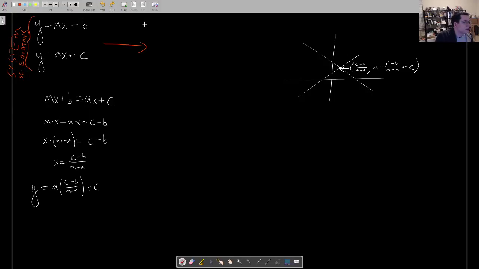So intermediate step, we're going to do y minus m times x equals b, and y minus a times x equals c. And now we can set it up in a matrix.